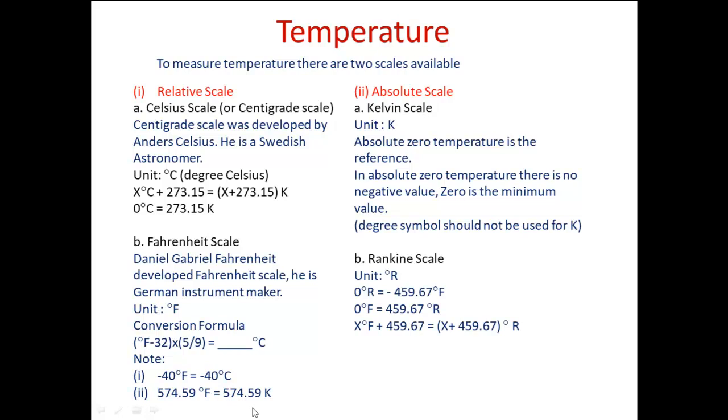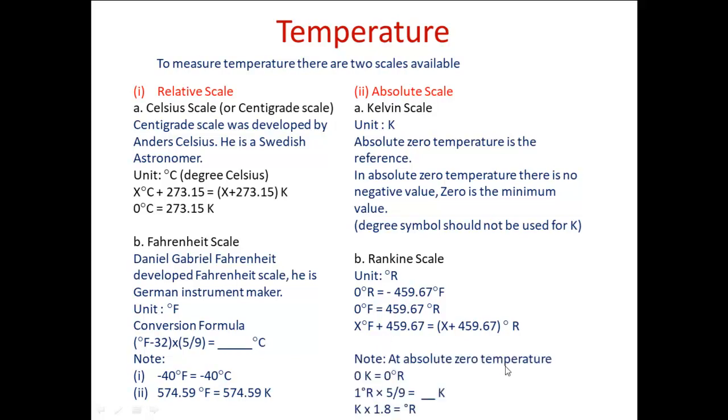Coming to the absolute scale, the Rankine scale, the unit is degree Rankine, and 0 degree Rankine is minus 459.67 degree Fahrenheit, or 0 degree Fahrenheit is 459.67 degree Rankine. So if you want to convert a reading in degree Fahrenheit into degree Rankine, then we have to add 459.67.